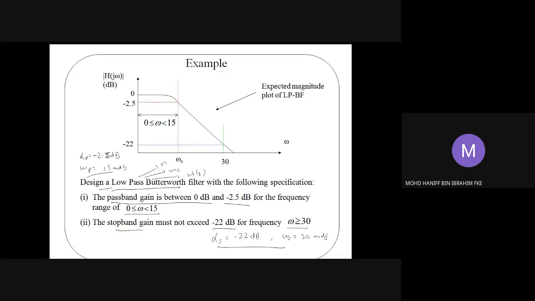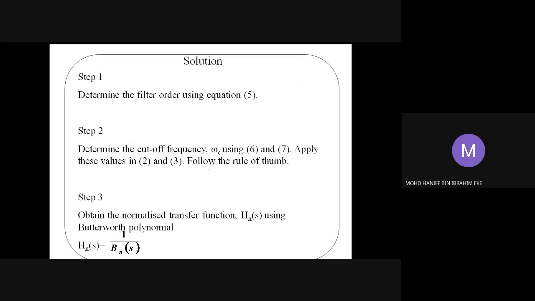For the high pass it should be the same. You need to find the N, find the omega C, find the H(S), but the difference is only in the substitution or transformation of your S. Remember, for low pass it is S over omega C, but for high pass it is omega C over S. That should be the only difference between the high pass and the low pass Butterworth filter, but the flow of design should be the same. Obtain the N first, obtain the cutoff frequency, and obtain the H(S). So those should be the steps.